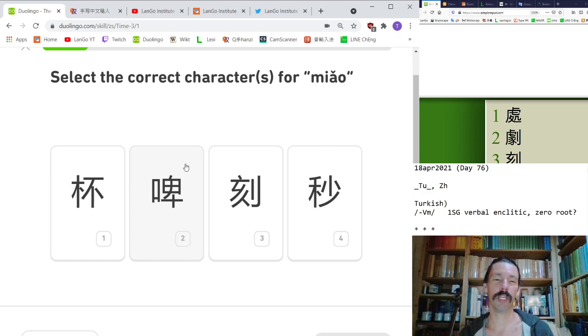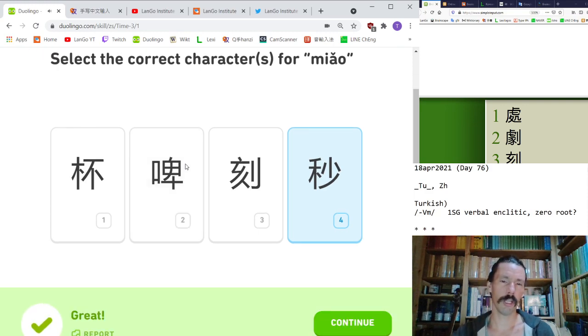For the cup, 杯, glass. Pi doesn't mean anything on its own. It's used to write the word beer, pi. 皮. Ke we were considering. Finally, miao. 秒. Let's look at it.